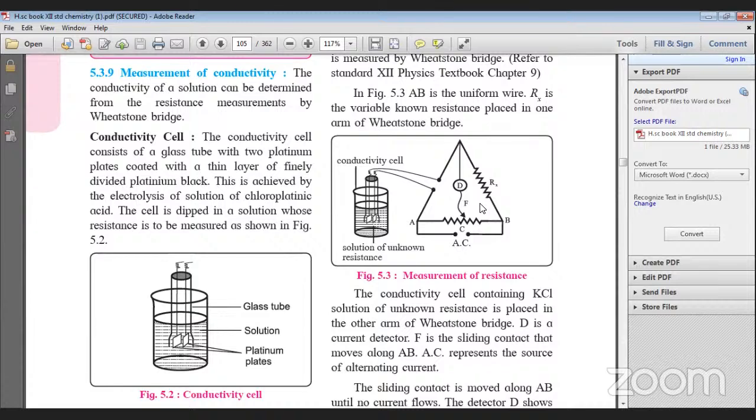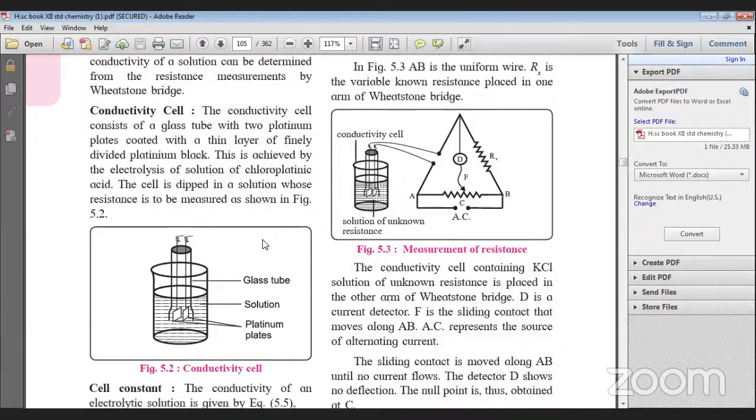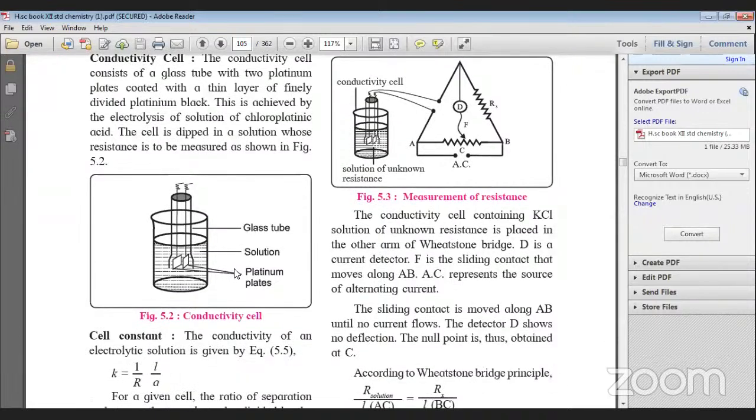A conductivity cell consists of a glass tube in which two platinum electrodes are there, which are coated with finely divided platinum black, and then that is dipped into a solution of chloroplatinic acid, and this is a conductivity cell. Now, when you want to find out the potential of any other electrolyte, at that time we will dip this conductivity cell into a solution and we will find out its EMF.